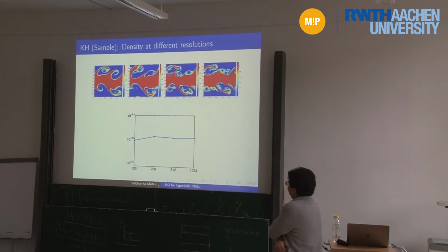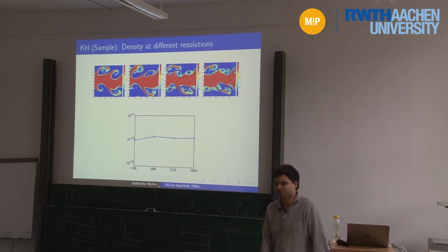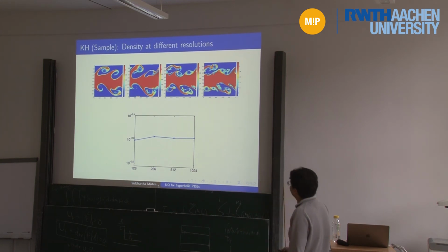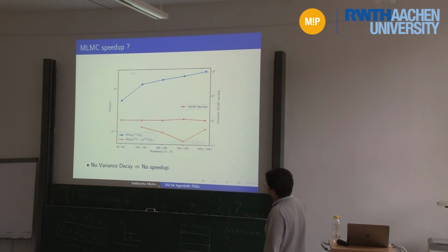But what about Kelvin Helmholtz? Now you can't expect a lot here. Remember that each time we refined, we got more and more structure. So of course the difference between two resolutions is not really going to converge, and it doesn't. And in fact this is the picture that you get. This is the variance which converges to something of order 1, but this is the variance of the detail, the quantity that has to decay. It doesn't really decay, it remains constant. As a consequence there is no speed up.